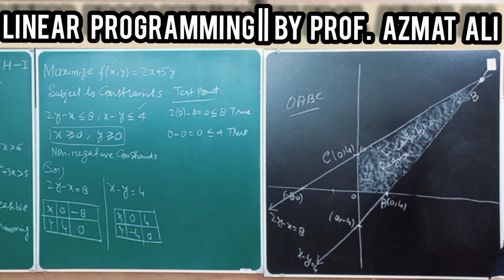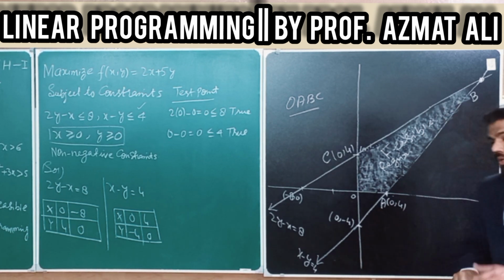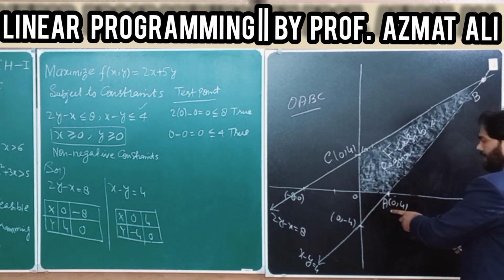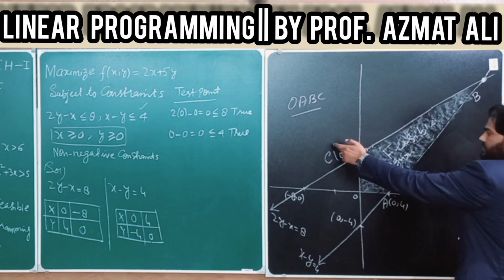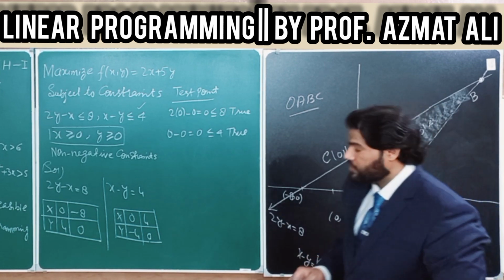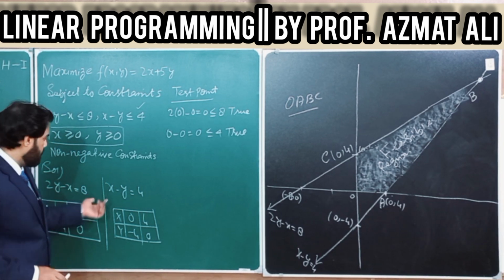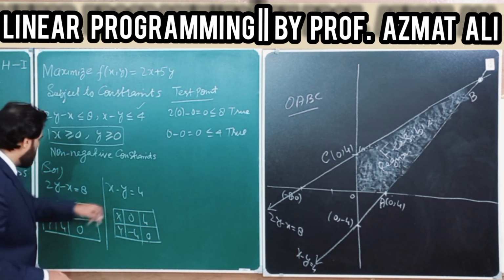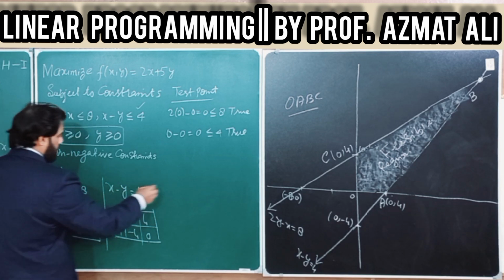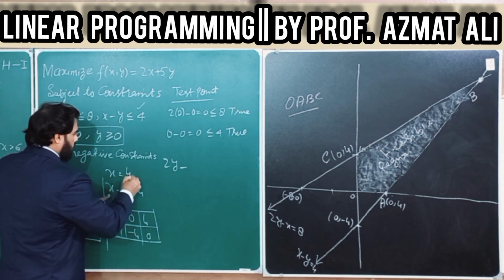Now to find the optimal solution of the given inequality, we need to find the corner points. Here there are 4 corner points: one is (0, 0), another is A, one is C, and the last one is B. B is the point of intersection of the two inequalities. So firstly we find the point of intersection of these two associated equations. From here, x is equal to 4 plus y.